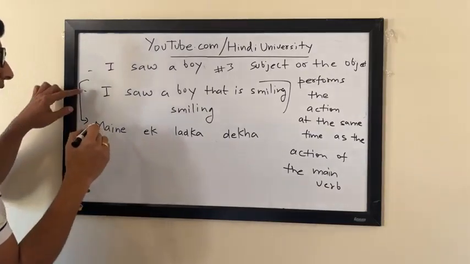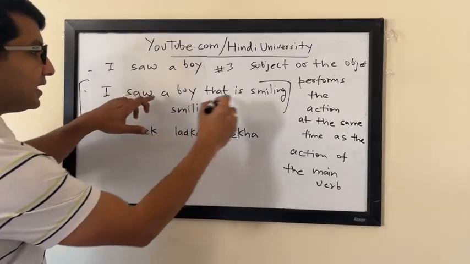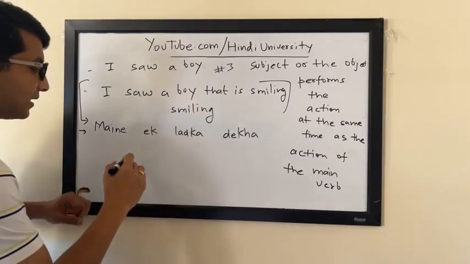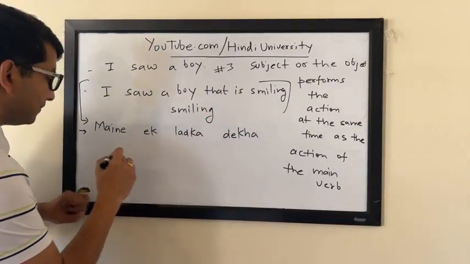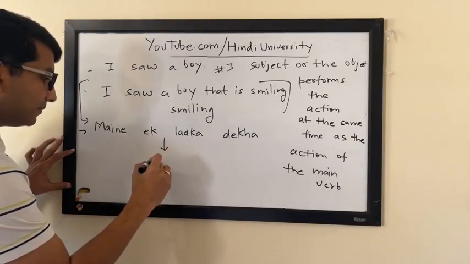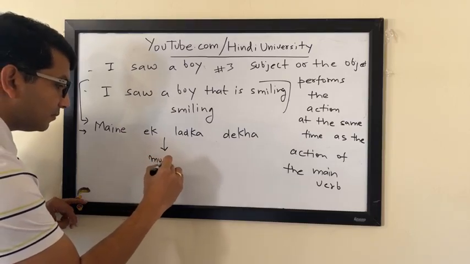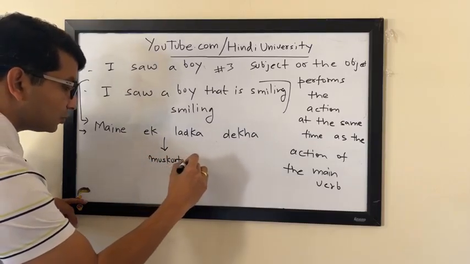Okay, let's go to the next one. I saw a boy that is smiling. How do you say a smiling boy, like from the last class? I would say smiling was muskarata. So I would say muskarata ladka.